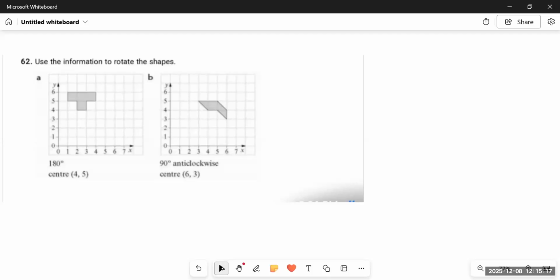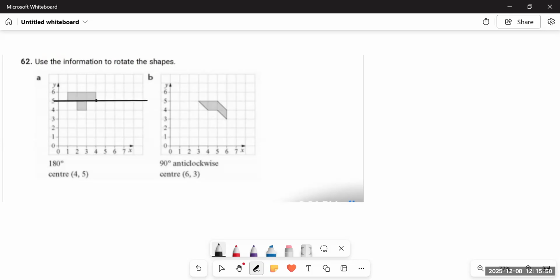And in the next question, we have to use the information to rotate the shapes 180 degrees. And 180 degrees, either clockwise or anti-clockwise, gives us the same impression. So what are we supposed to do? We will turn the tracing paper 180 degrees, and then we will rotate the image. So the center given over here is 4, 5. What we will do, we will draw a line over here.